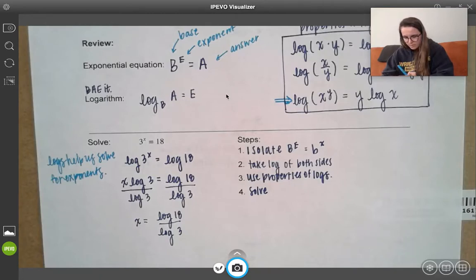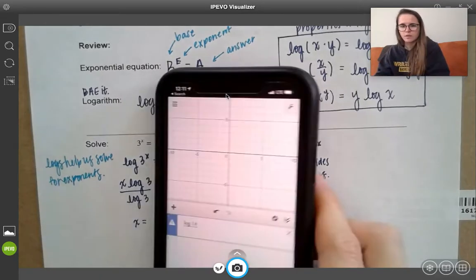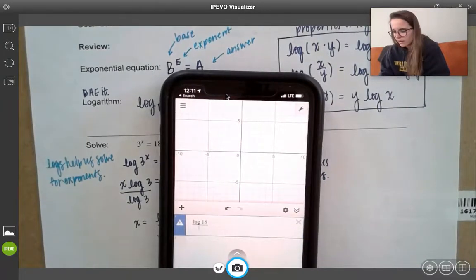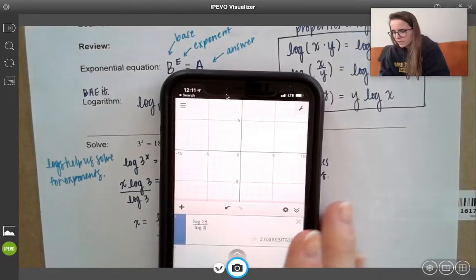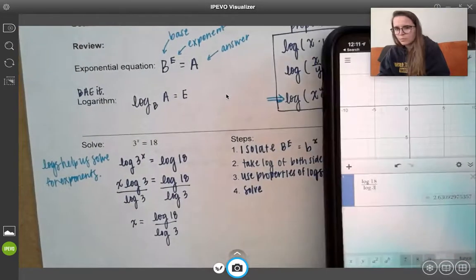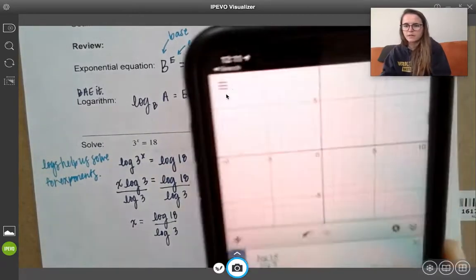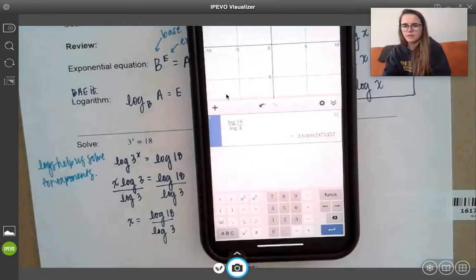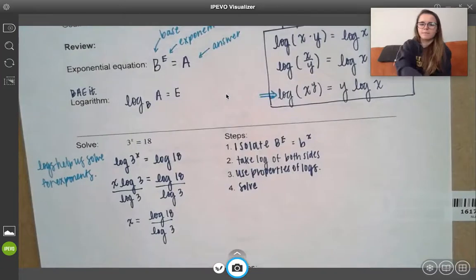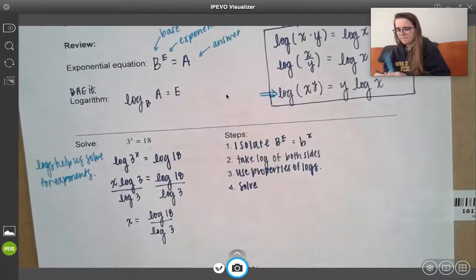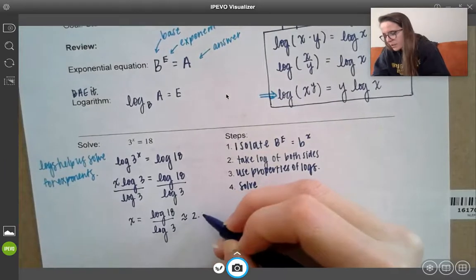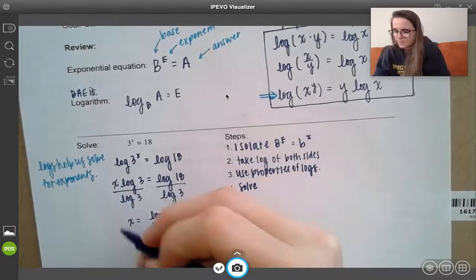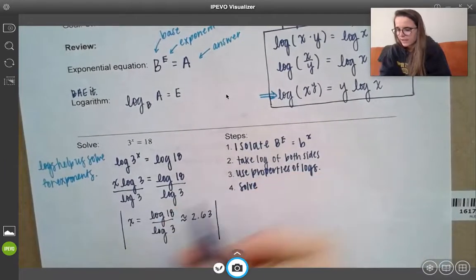Divided by. So you just type the words log if you're using your phone, in case you're wondering. Log of 3. So we get 2.63. You can't see that. 2.63 is what we'll put. It's about 2.63, not exactly. Okay, so that right there is our answer.